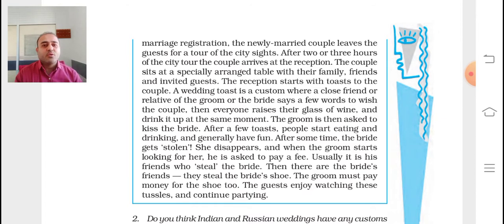Right, now here toast means not the toast that you have. Here the toast means it is a kind of a drink. Usually while proposing, people have a drink which is known as a toast. We do like this, cheers, so there is toast. So what is written, the reception starts with a toast to the couple.